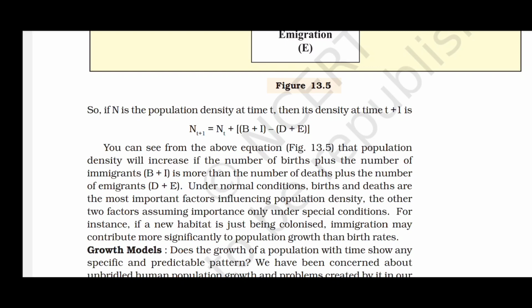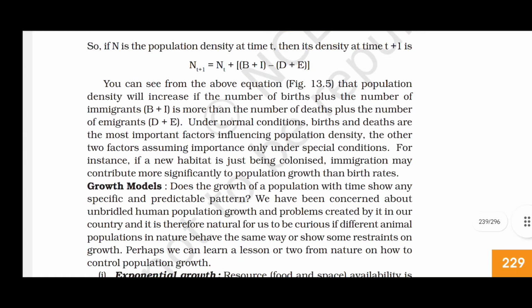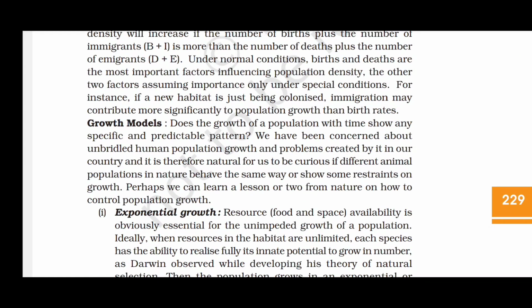Under normal conditions, births and deaths are the most important factors influencing population densities. The other two factors assume importance only under special conditions. For instance, if a new habitat is just being colonized, immigration may contribute more significantly to population growth rather than birth rates. Growth models. Does the growth of a population with time show any specific and predictable pattern?